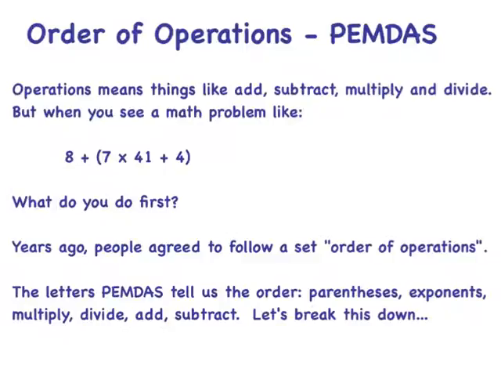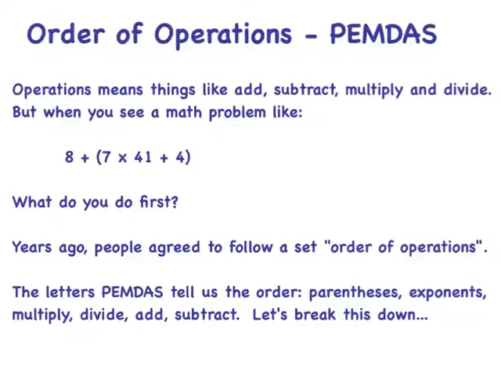The order of operations, or PEMDAS, means things like adding, subtracting, multiplying, and dividing. But when you see a math problem like 8 plus parentheses 7 times 41 plus 4 close parentheses, what do you do first? Well, years ago, people agreed to follow a set order of operations. And the letters PEMDAS, or some people read it as PEMDAS, tell us the order. It means parentheses, exponents, multiply, divide, add, and subtract.